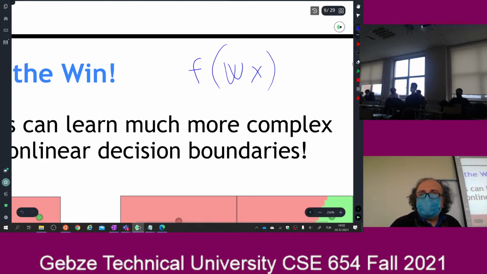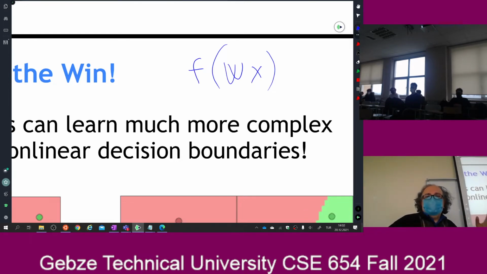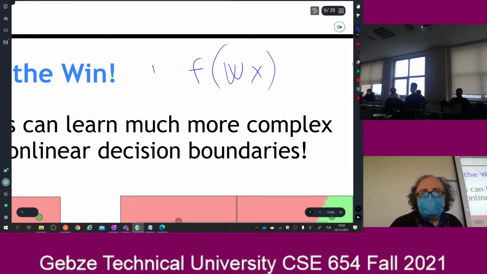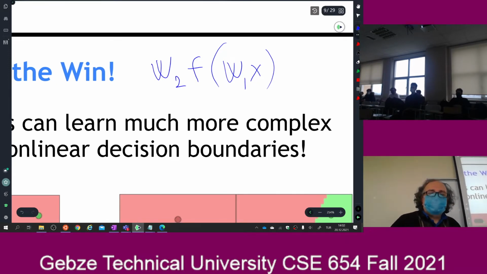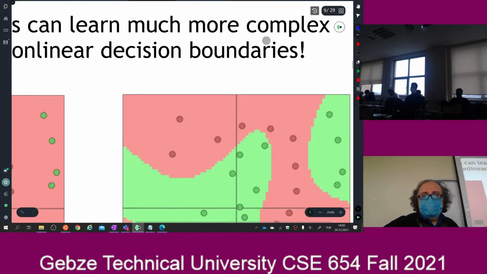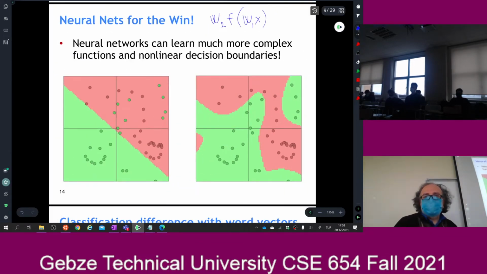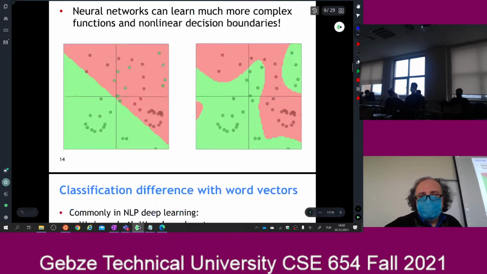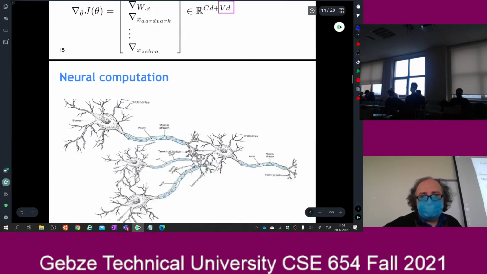If I feed that vector to a nonlinear function, that would give me another vector, and I would multiply it with another weight matrix, and now I have nonlinearities. I can do stuff more than a line. I can do that kind of stuff. So that's what we are going to do in a few minutes.